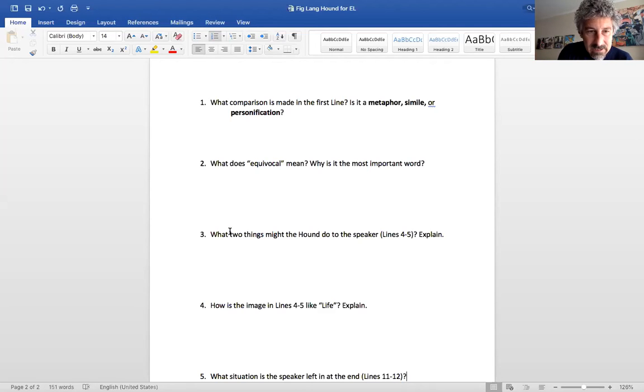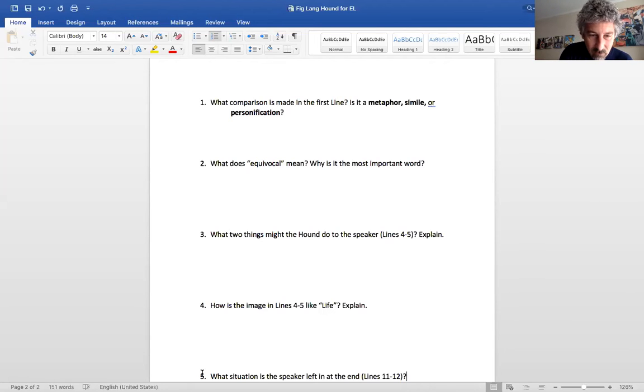All right. Number 3, what 2 things might the hound do to the speaker? This is just asking you to understand what the poem's saying. So look at lines 4 and 5. What are the 2 options, right? What are the 2 possibilities as the large dog runs at the speaker of the poem? Number 4, how is the image in lines 4 to 5 like life? Okay, this is part of that comparison. So look closely, see what you guys can do.